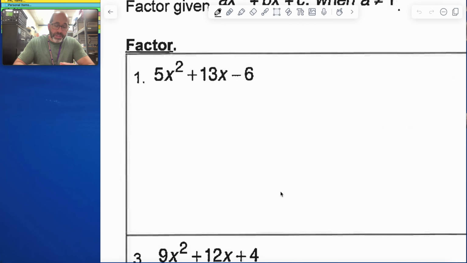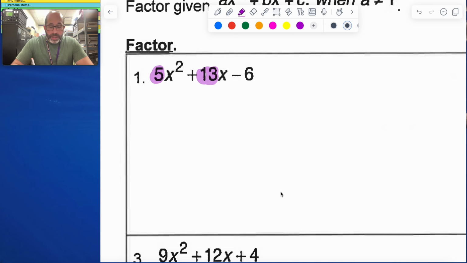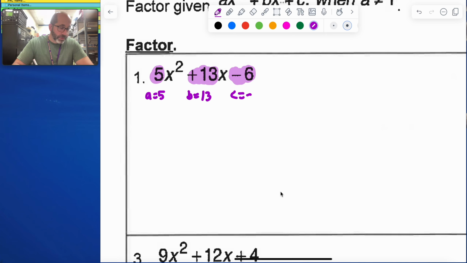Let's go through the whole process again. If you recall when we're doing these, remember, let's talk about first what a, b, and c are. A is the value right here that's attached to my x squared. The b value is the number that's attached to x, and the c value is the one that's off on its own. So if we were to write this out, remember that my a is 5, my b is 13, and my c is -6.